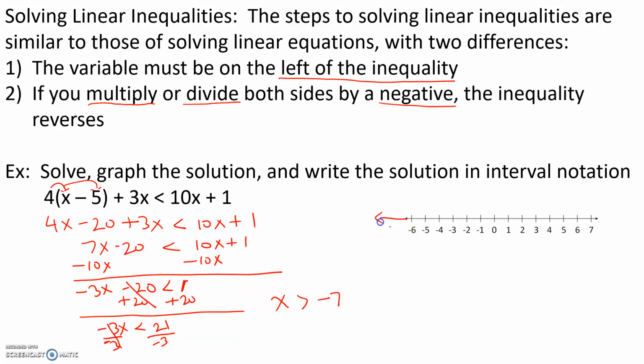So let me extend this a little bit. Place negative 7. We want the set of all numbers that are greater than negative 7, but notice it does not include negative 7. So we represent this using a parentheses on negative 7. You want the set of all numbers that are getting larger and larger. So when numbers get larger and larger, they're going to approach infinity. And this will be our solution graphed. In interval notation, we have negative 7, comma, infinity.